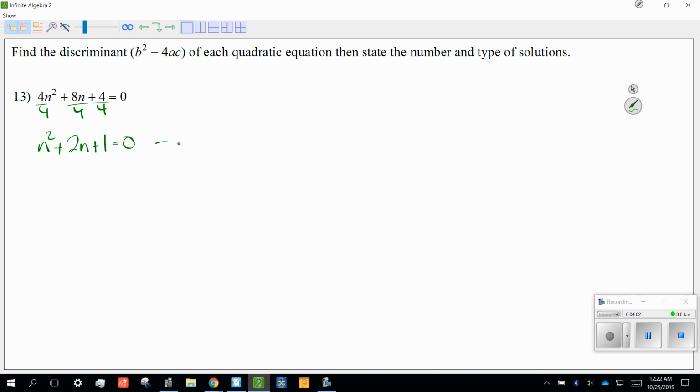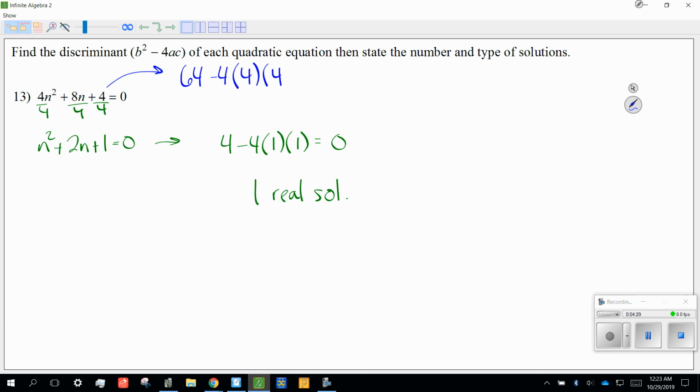Okay, so we could do that over here, and we'd get b squared is 4 minus 4 times a times c, and that's equal to 0. So we have one real solution. Okay, and now let me try to prove that that's actually the same as if we had used the original equation. So b squared would be 64 minus 4 times 4 times 4, which is also equal to 0. And so we'd have one real solution.